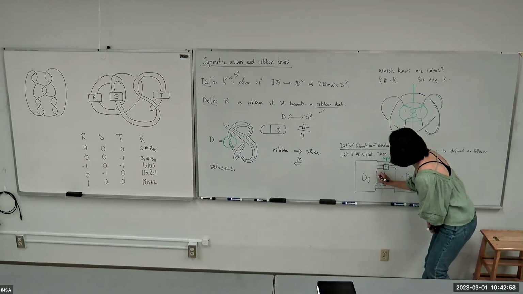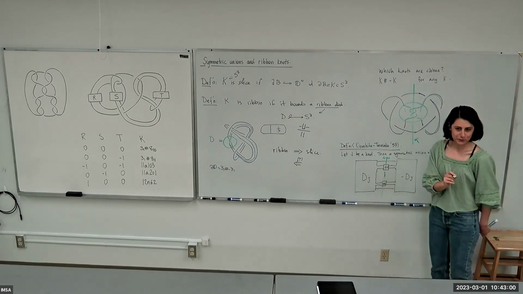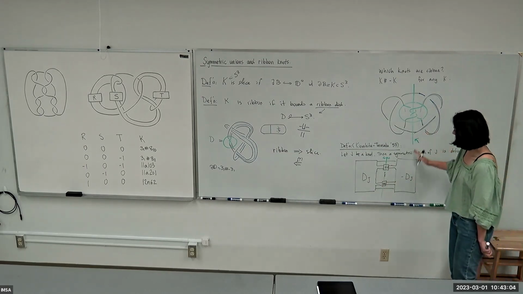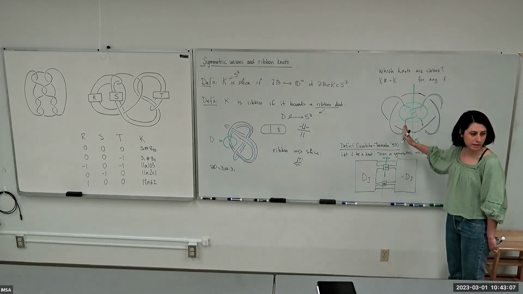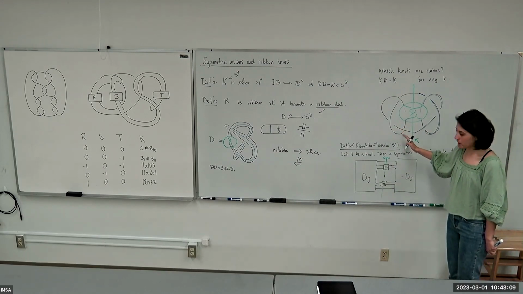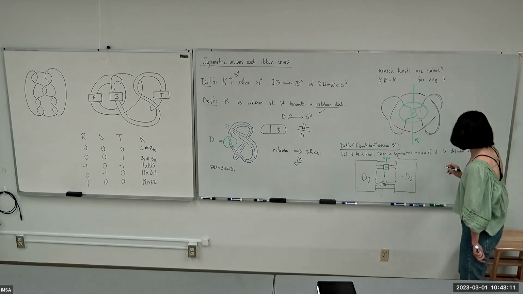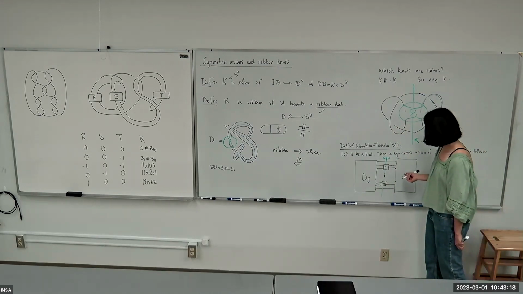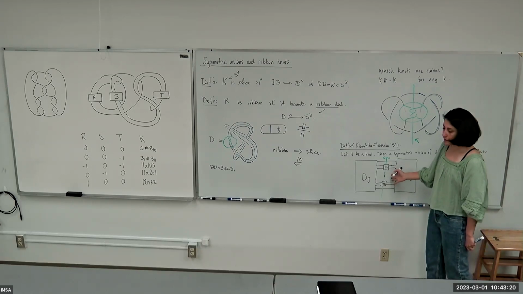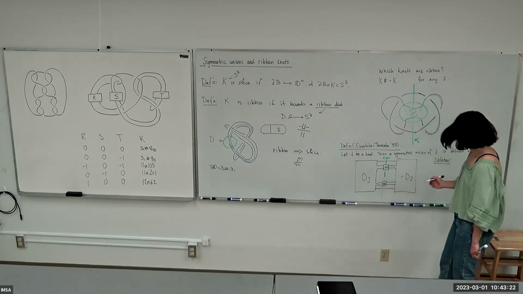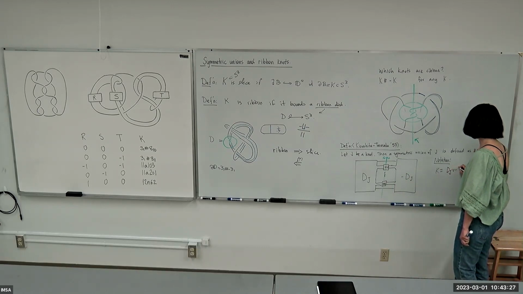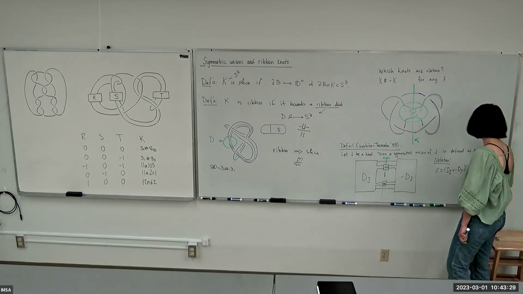Any questions so far? So this is based on, I mean, we're basically generalizing the above construction in polynomial notation. If we can present a knot in that way, it will be called a symmetric union, and we will denote it with this notation.